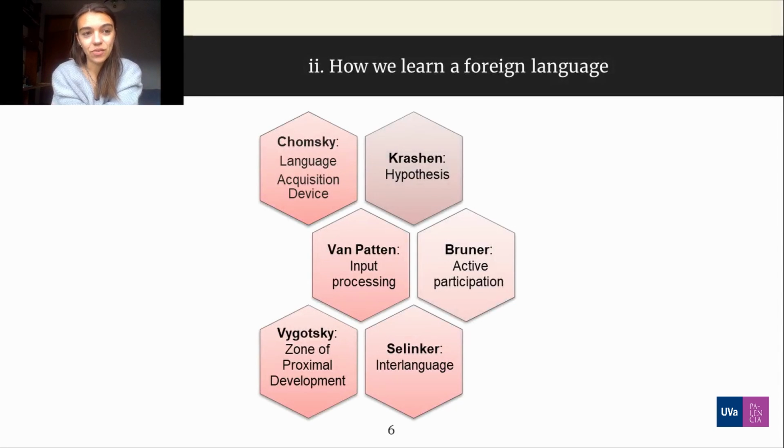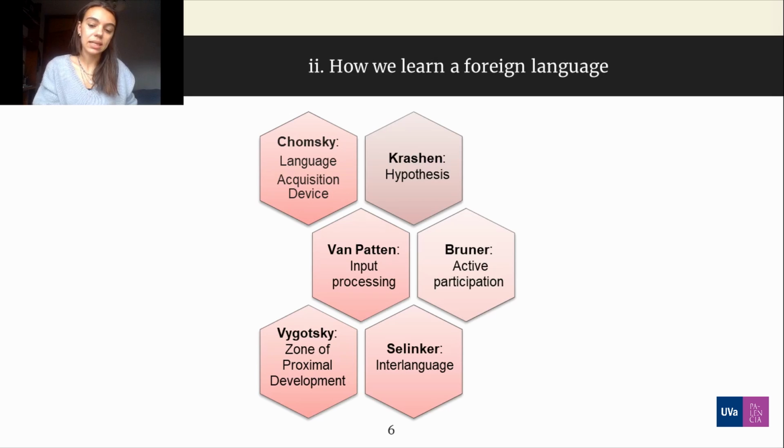Then how do we learn a foreign language? Well, we'll try to clarify the answer to this question, it's a difficult one, following 6 different authors. Firstly, Chomsky. He explains that through the language acquisition device, a child receives an input, information, they generate hypotheses in their mind, and then when they produce the output, they check whether these hypotheses were true or not.